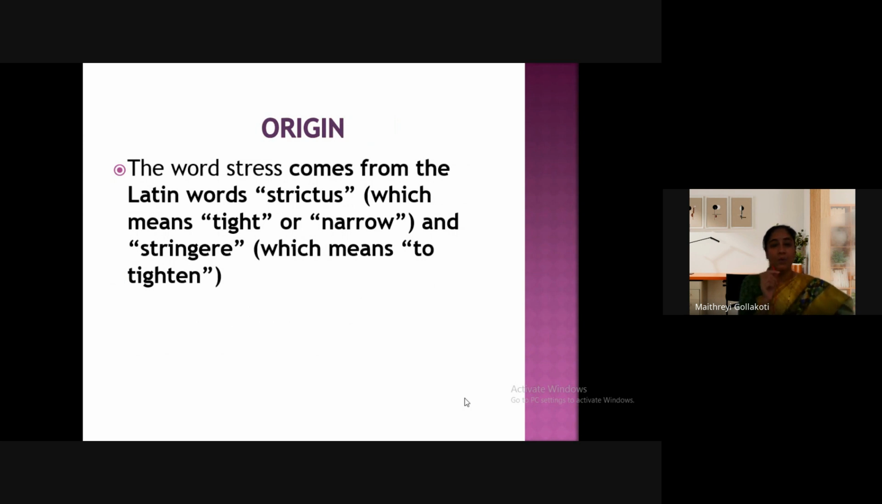Yeah, origin. Now, where does this word stress come from? Stress comes from Latin. Most words come from either Greek or Latin. The Latin root word is strictus, which means tight or narrow. And there is another root word called stringere, which means tighten. The word itself tells us, isn't it? If something is very tight and narrow, we feel very uncomfortable. Stress is something like that. You feel tight, narrow, confined, restricted, you feel you can't breathe when you are stressed, isn't it? So that is how the word came into existence, from the Latin words strictus and stringere.